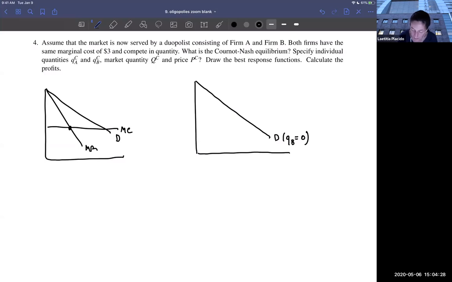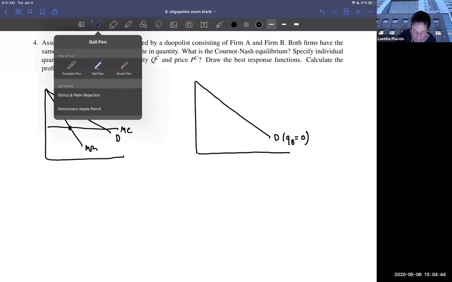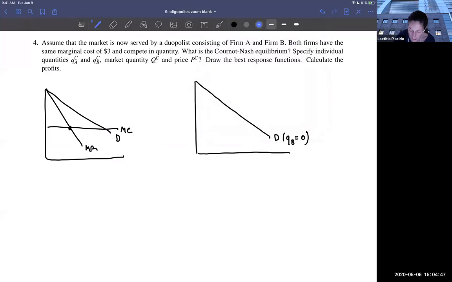Now, let's say that firm B is producing some quantity, QB. Then what am I facing? Well, if firm B is producing some positive quantity QB, I'm going to change the color here. Then I'm going to face what we call a residual demand curve. Okay, so let's say that's the demand curve when firm B produces, let's say, 25 units, okay? So when firm B produces 25 units, then the demand curve that I'm facing is the original demand curve shifted to the left by 25. Okay. And we call this demand curve the residual demand curve.